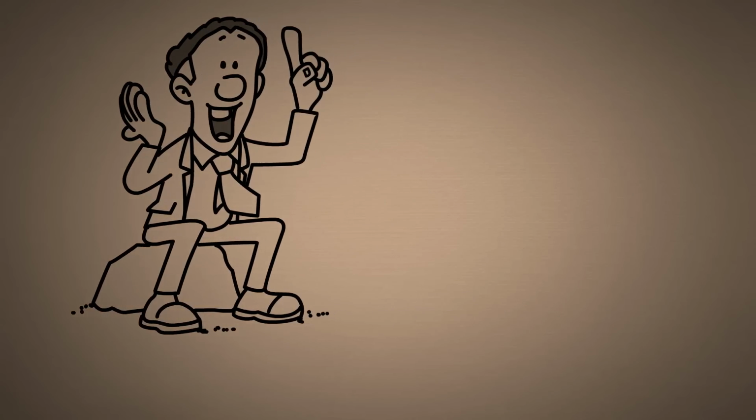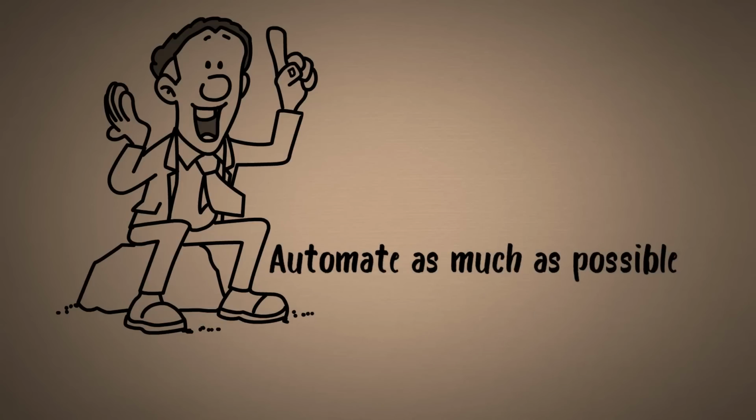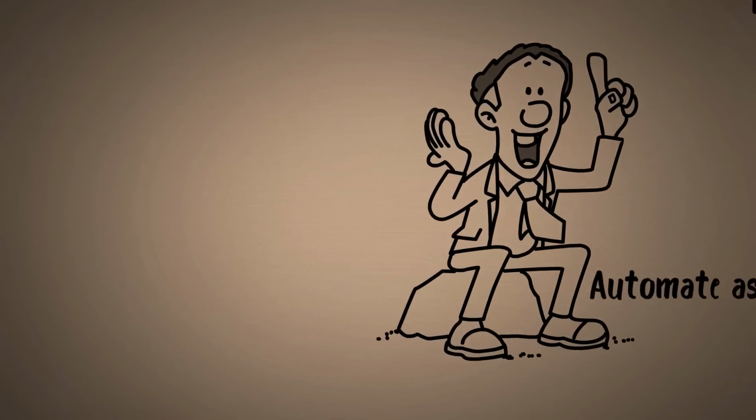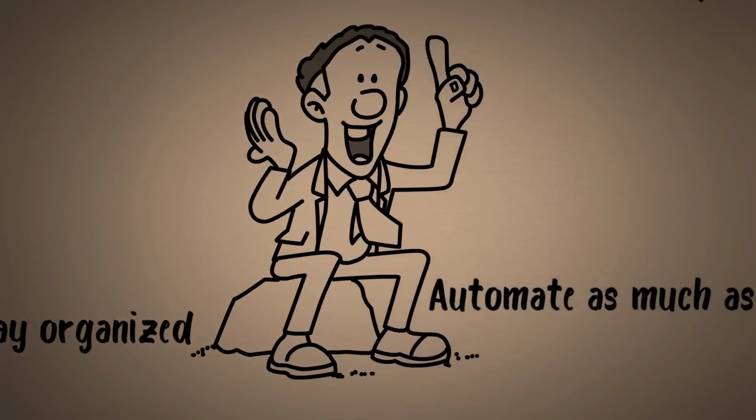1. Automate as much as possible. One of the best ways to improve accounts payable is to automate as much of the process as possible. This can include using software to manage invoices and payments, setting up automatic payments, and more. 2. Stay organized. Another key to improving accounts payable is to stay organized. This means keeping track of invoices, payments, due dates, and more.